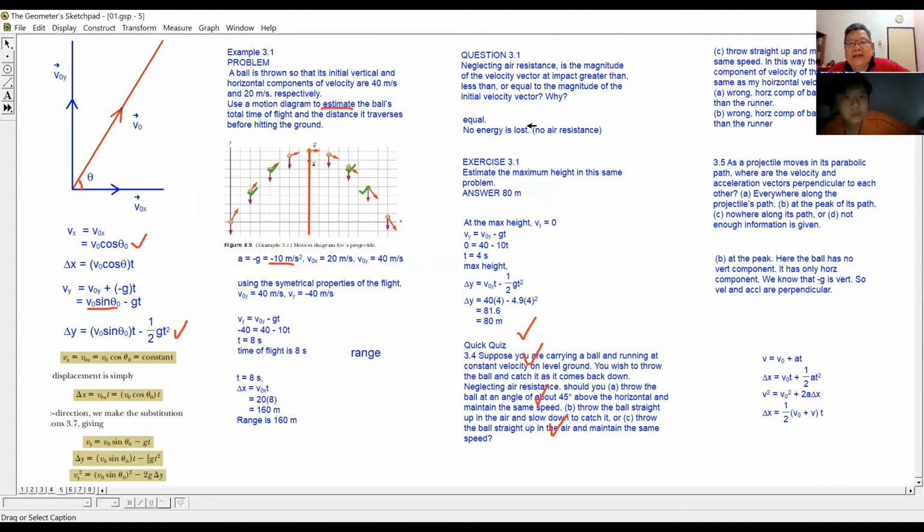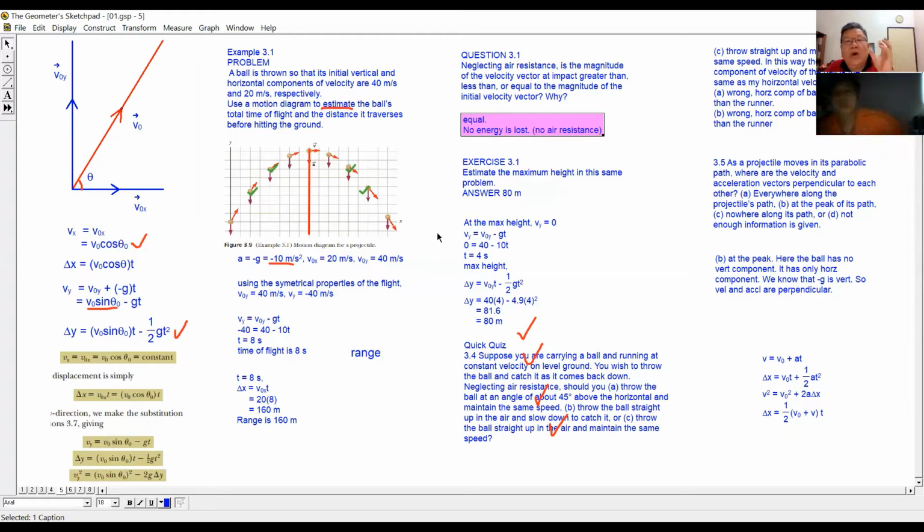So the answer is yes. The magnitude is the same, but the direction is different. One is pointing up and one is pointing down. Now, why is it that we say the magnitude of the velocity here and the magnitude of the velocity here is the same? Because we say that there is no air resistance.